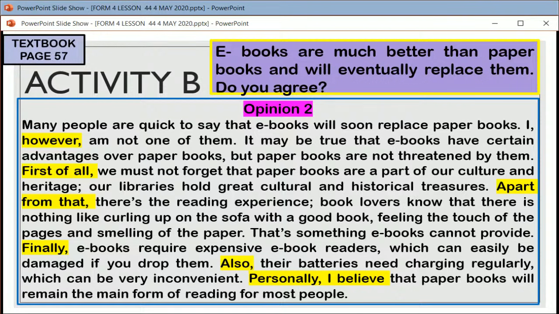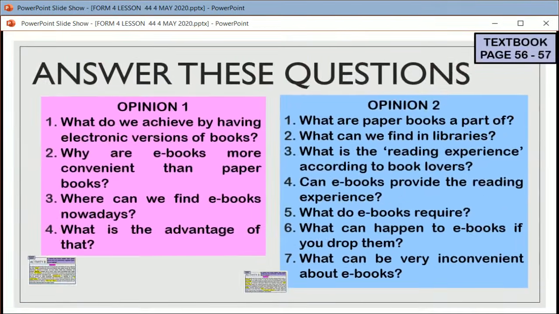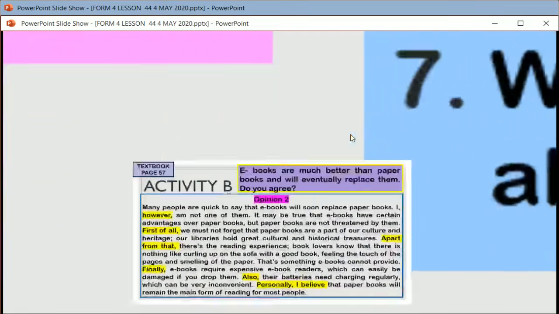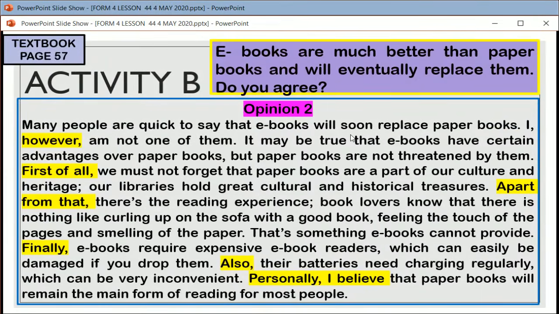All of you got the correct answer, which is part of our culture and heritage. Excellent. Part of teacher, very funny. Okay, what can we find in libraries? What can you find in libraries?